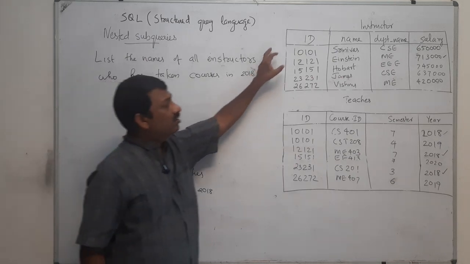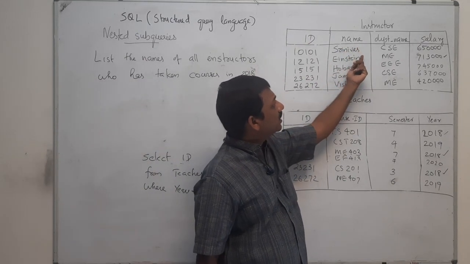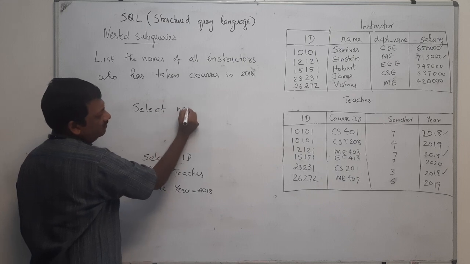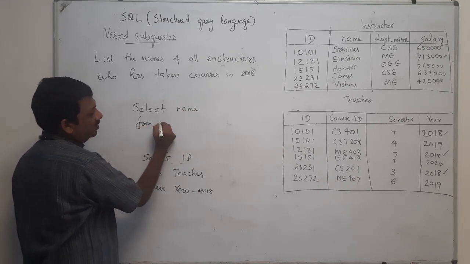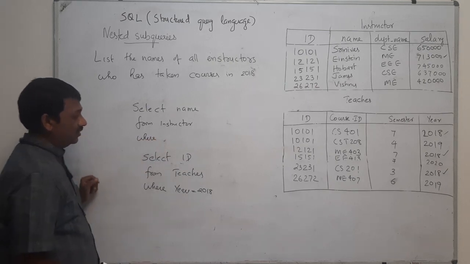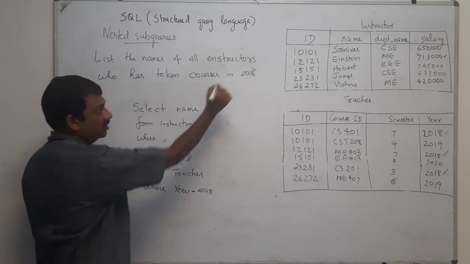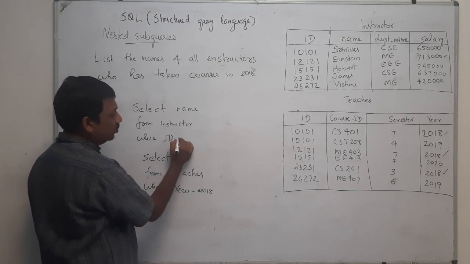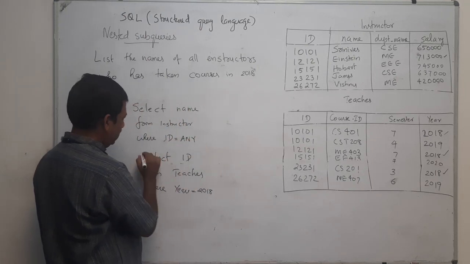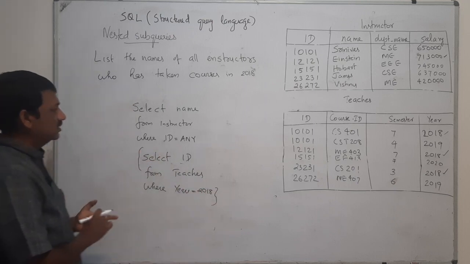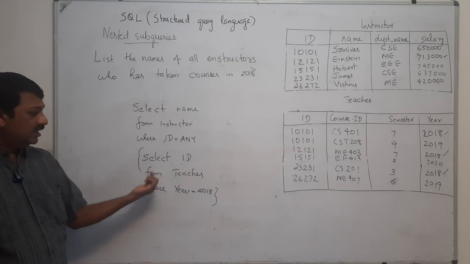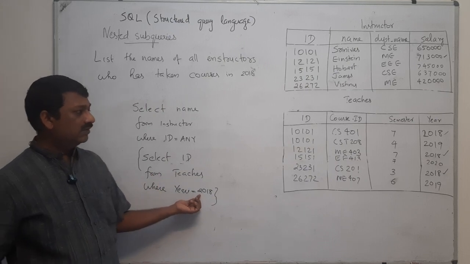Now I want to take the name of the instructor from this table. So another query is select name from instructor where ID equal to any from this. That means select name from instructor where ID equal to any, where any is select ID from teachers where year equal to 2018.